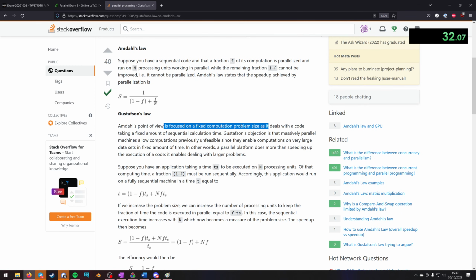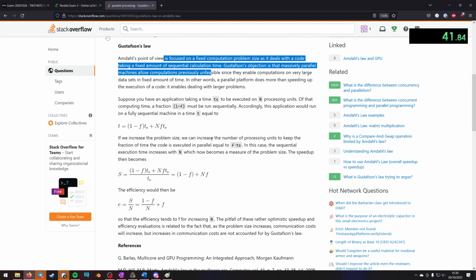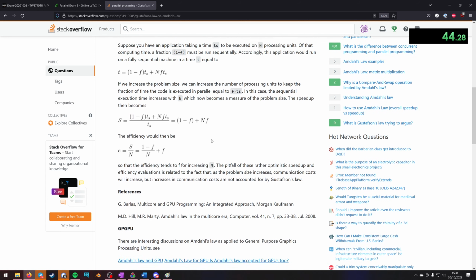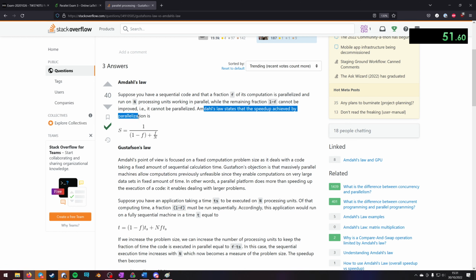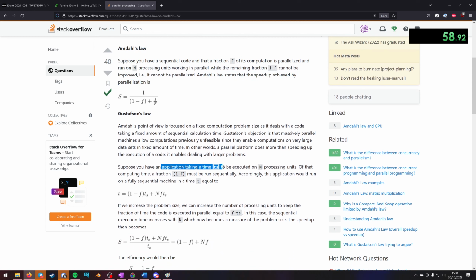If you focus on fixed computation size, the code takes up sequential time. Massively parallel machines, yada yada. The speed up achieved by parallelization. Yeah, this is just like logic. Suppose you have an application taking time TS to be executed on n processing units. 1 minus f must be run sequentially. Yeah, fair enough.